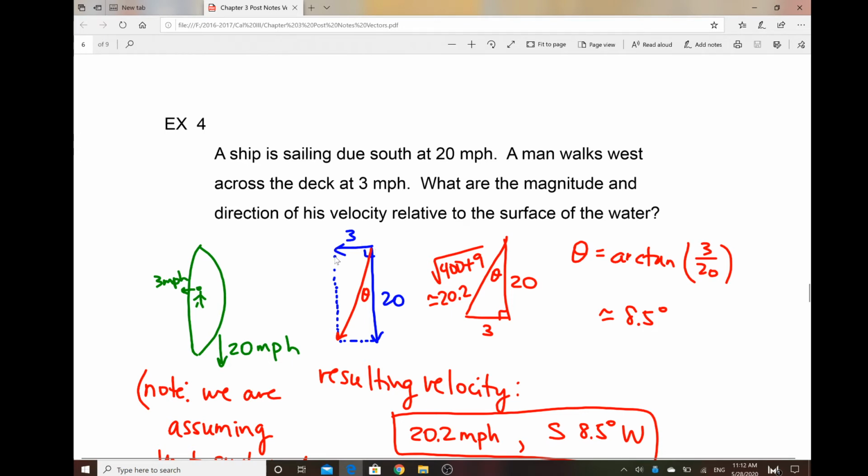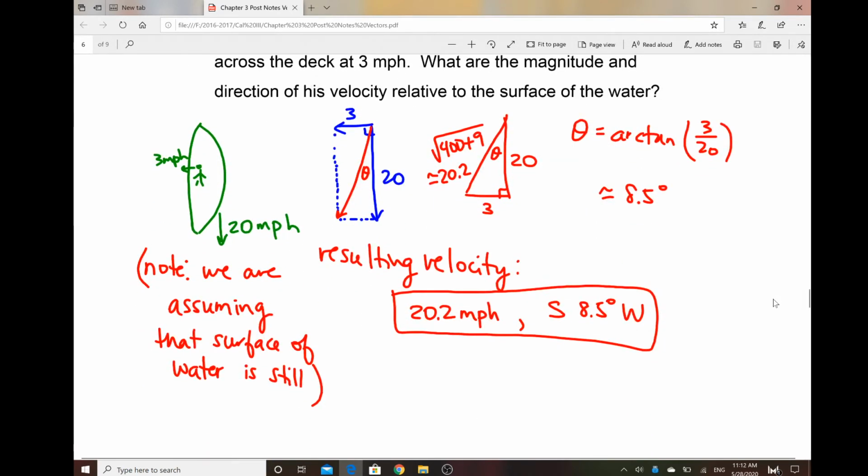Here's what we got. The man is walking this way with the vector of 3 miles per hour, and the ship is sailing down south at 20 miles per hour. We see the angle here, theta. In order to find the magnitude of the new vector, we use the Pythagorean theorem, which is the square root of 20 squared plus 3 squared, so we got 20.2. To find theta, we use the tangent of 3 over 20. Again, it's opposite over adjacent. So we'll get 8.5 degrees.